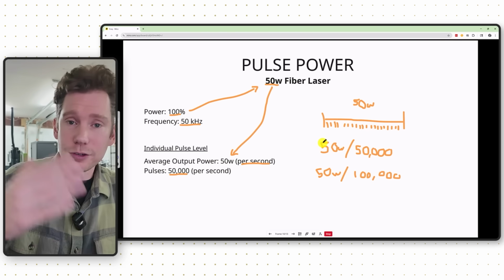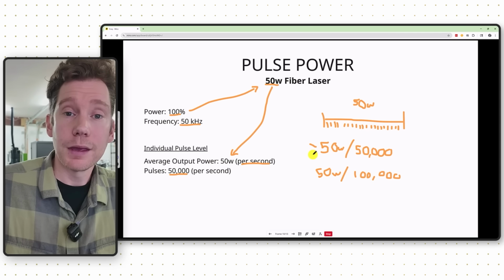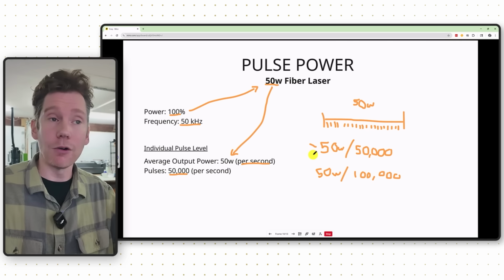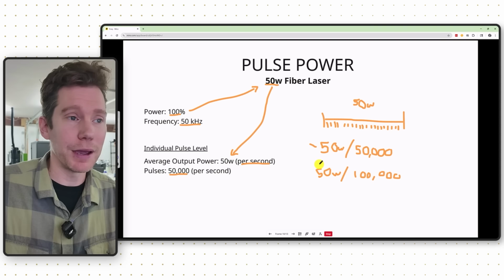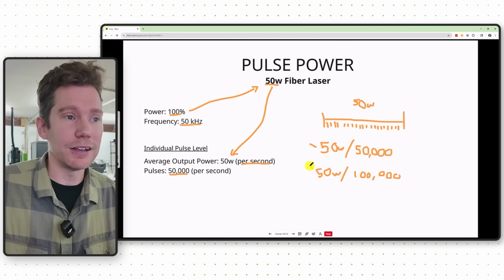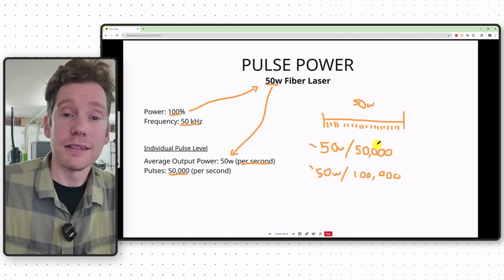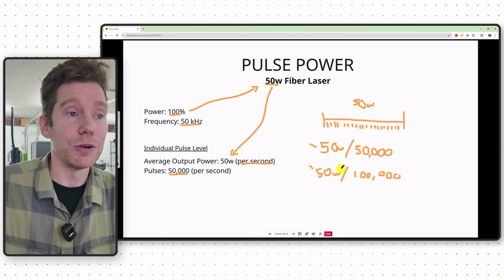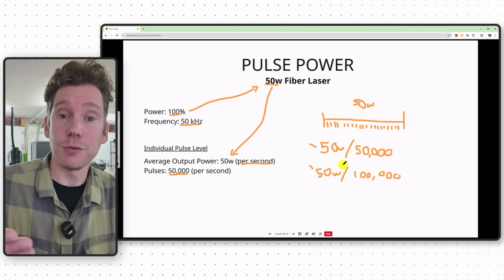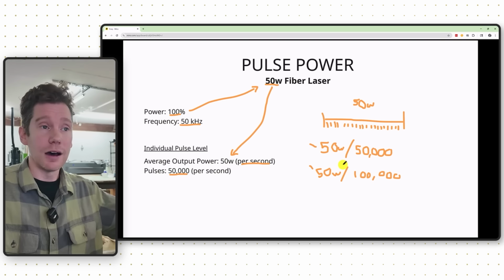Now you can see here why a low frequency number, like this one here, is going to pack more power per pulse, because if you divide 50 by 50,000, that's going to be a larger per pulse energy than if we were to divide that same 50 watts of power by 100,000, right? That's going to be a smaller number.